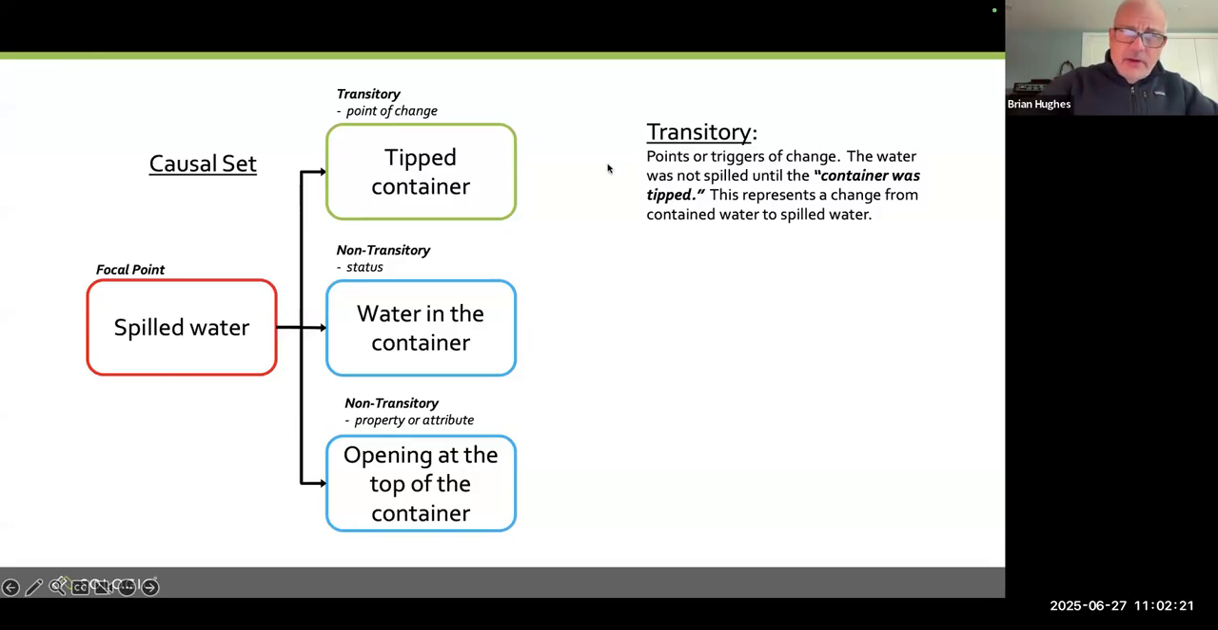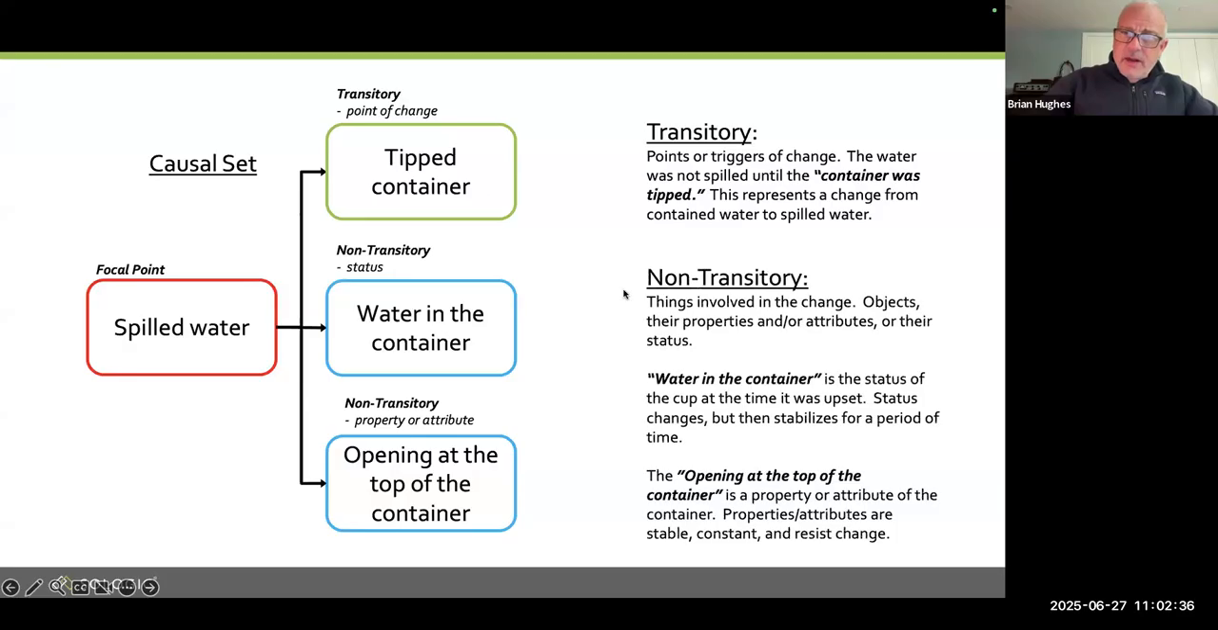I would say that a transitory cause is a trigger or a point of change, that point where things change into something else. You can almost always tell the transitory cause because you have an active verb, tipped container. Non-transitory causes are things involved in the change. The water is involved in the change. The opening at the top of the container is involved in the change, but they're not the change themselves. In fact, without the tipping, you have water in a container that has an opening at the top of it. Okay, that's kind of what I have sitting on my desk right now.